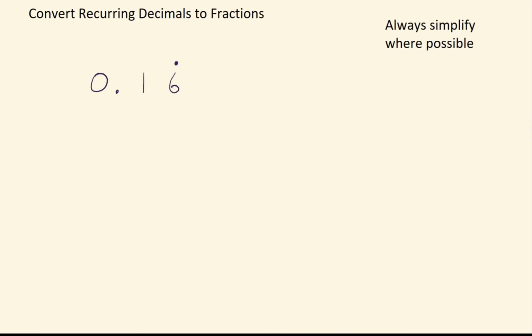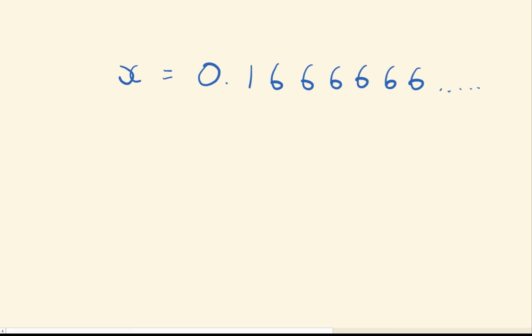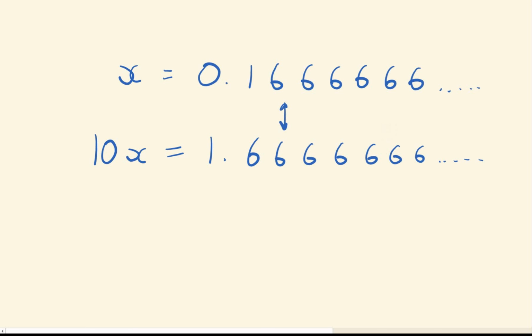So here we have 0.16 recurring. So I'm going to let x equal this. Because there is only the dot above the 6, only the 6 repeats. And again, I'm going to keep timesing by 10 until I have a repetition after the point. So 10x, the decimal point goes 1 square to the right. That's going to be 1.6 recurring. These two aren't the same after the point. They're close, but they're not the same. So I'm going to keep going.